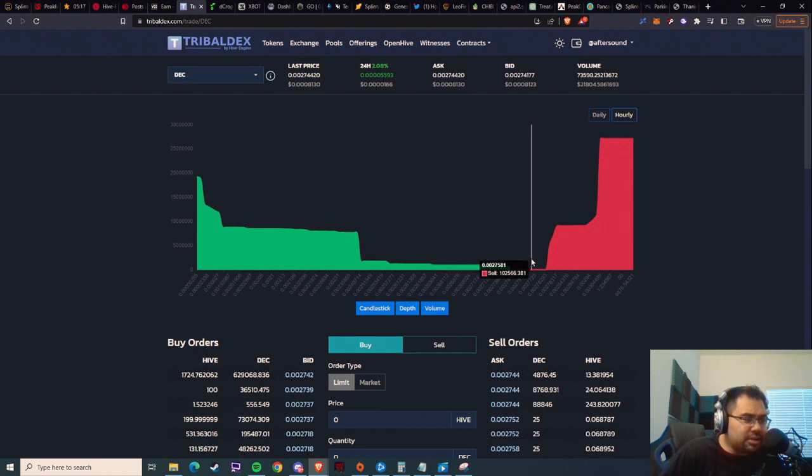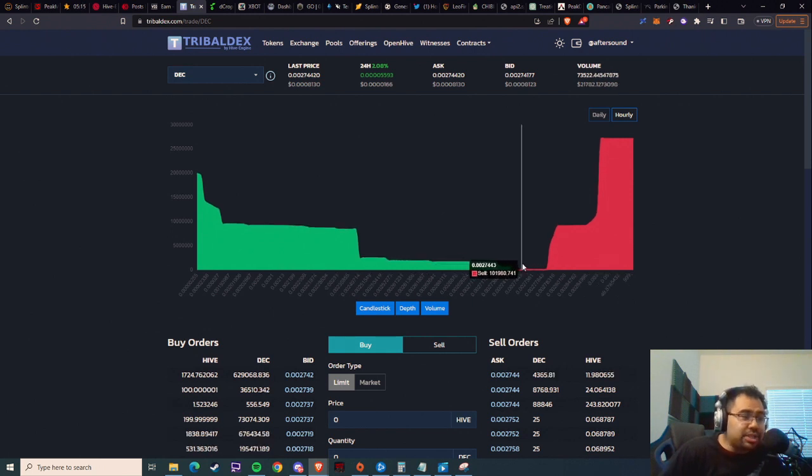I think this is cumulative. Oh, no, it is not cumulative, and you can see that it just changed. So at this level, it is 5.2 million. And then here it is cumulative. I'm sorry, you have 9 million DEC that are going to be sold at 0.2783 Hive.